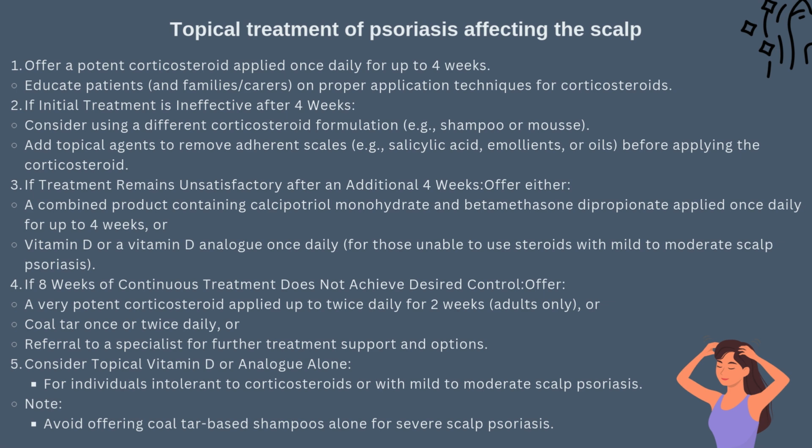If 8 weeks of continuous treatment does not achieve desired control, offer a very potent corticosteroid applied up to twice daily for 2 weeks, adults only, or coal tar once or twice daily, or referral to a specialist for further treatment support and options. Consider topical vitamin D or analog alone for individuals intolerant to corticosteroids or with mild to moderate scalp psoriasis. Note: avoid offering coal tar-based shampoos alone for severe scalp psoriasis.